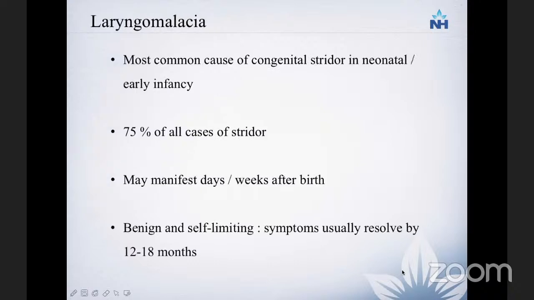So, what is this laryngomalacia? As I have already said, it is the most common cause of congenital stridor in neonate and early infancy. 75% of the cases of stridor are laryngomalacia. So it manifests days or weeks after birth. It is benign and self-limiting, that we should keep in mind. The symptoms usually resolve by 12 to 18 months of age.